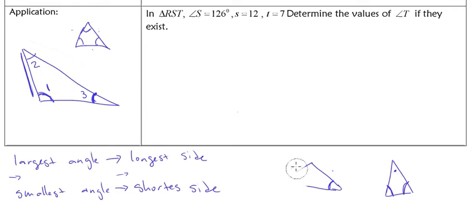So just something to keep in mind as we work through these problems. The reason it asks if they exist is because we need to be cognizant of the idea that the largest angle needs to be opposite the longest side, and the smallest angle needs to correspond to the shortest side. So let's sketch a triangle here.